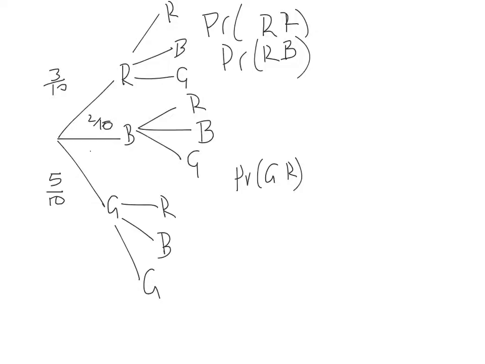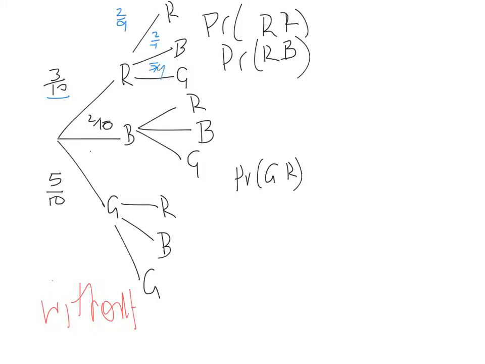So what happens now is we draw red, but we don't put it back. So this is without replacement. Okay, so it's without replacement. So based on that, if we've got 3 out of 10 for red, then for a second red, it's going to end up being 2 out of 9. So there's 9 left. Blue is going to be 2 out of 9, and green is going to be 5 out of 9.